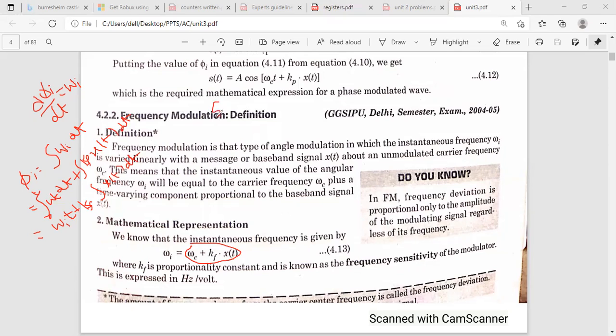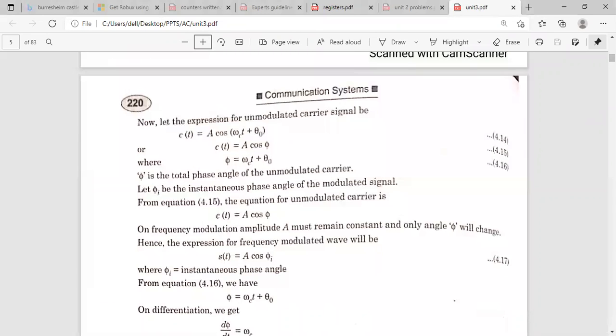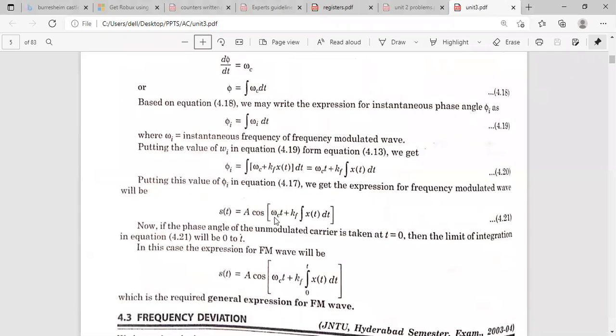So s of t is equal to a cos phi kada, a into cos, instead of phi I, what you have to write, this one you have to write: omega c into t plus kf into integral x of t into dt. So that you have to write. So these two are the standard expressions, so ikkada meer observe cheyochu what you will get here, this one: omega ct plus kf integral x of t into dt. Okay, so this is the standard expression for the FM wave.